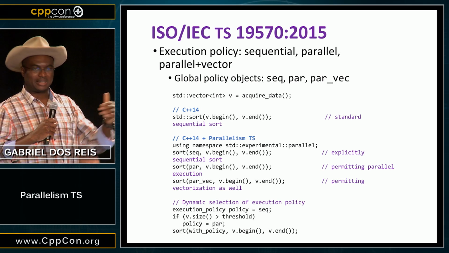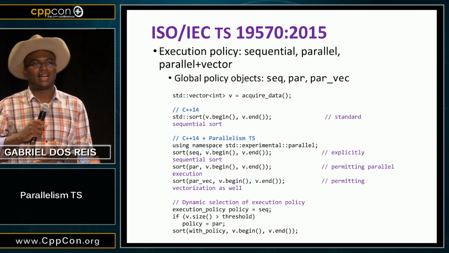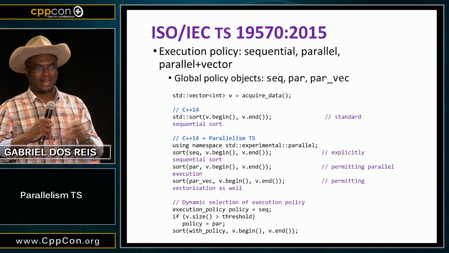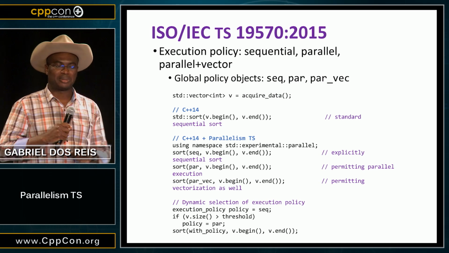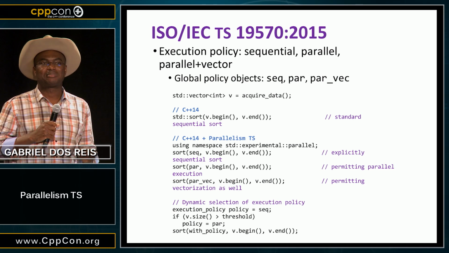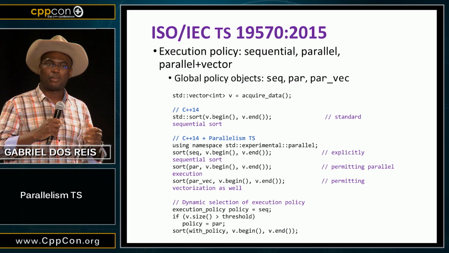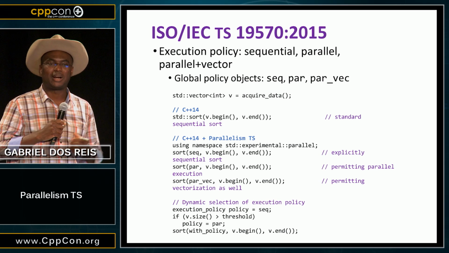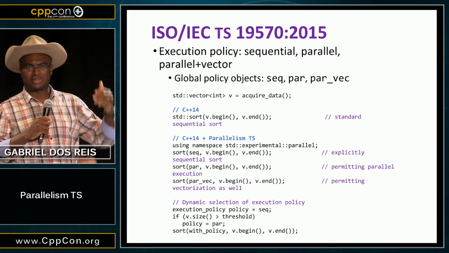If you take existing C++14 code, here you acquire some data into a vector. And then if you just say sort, begin and end of the vector, you get the usual sequential implementation that exists today. But with the Parallel TS, you'll be able to select whether you permit parallel execution, or if you actually also want vectorized execution. And you can actually change these kinds of executions at runtime.